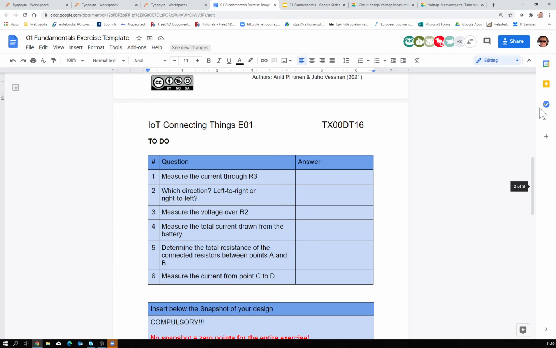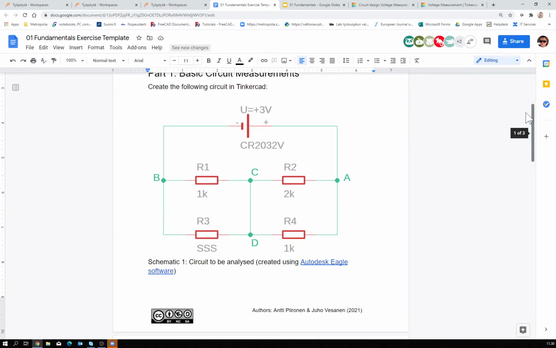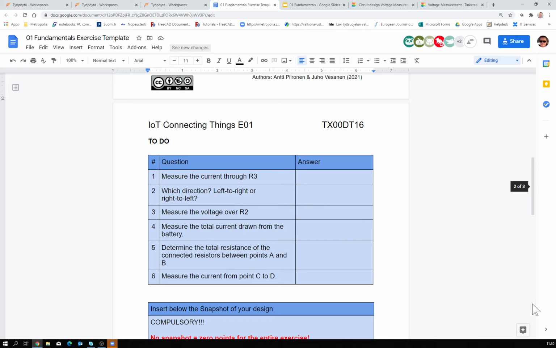And then measure the current from point C to D. So there's also current flowing from this point to that point. In this direction, from C to D, not from D to C, C to D is the positive. If you get the current flowing the other way, then you should put the sign there accordingly.